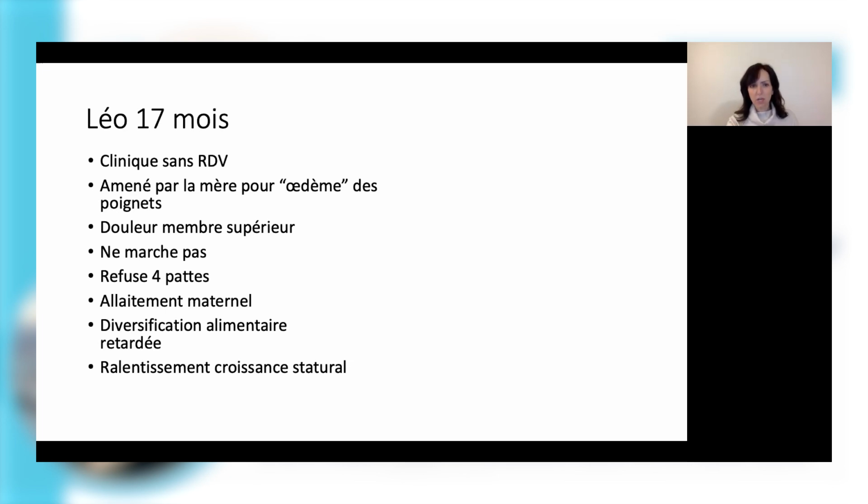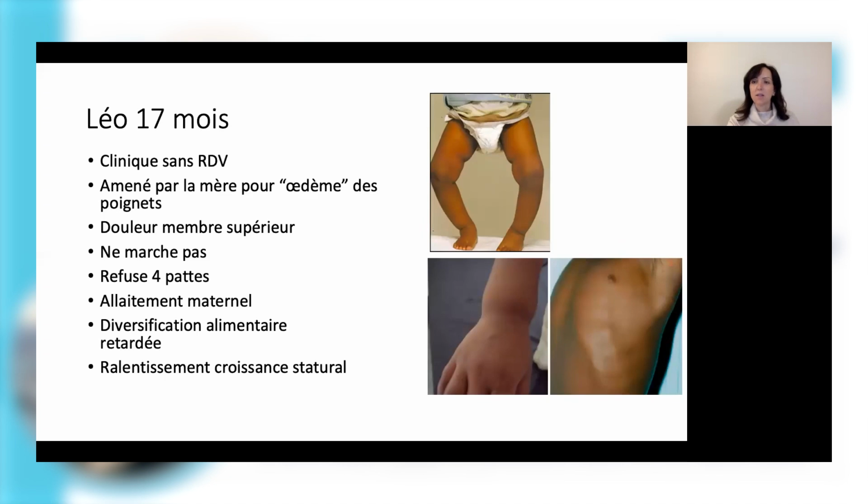On clinical history, you find that he was exclusively breastfed till about 8 months of age, had no vitamin D supplementation. So his diversification of diet was a little bit late. And when you put him on his growth chart, you see a real slowing of his stature. And this is what you see on your physical exam.